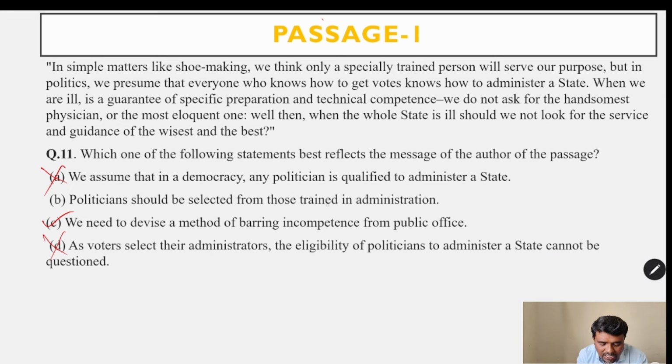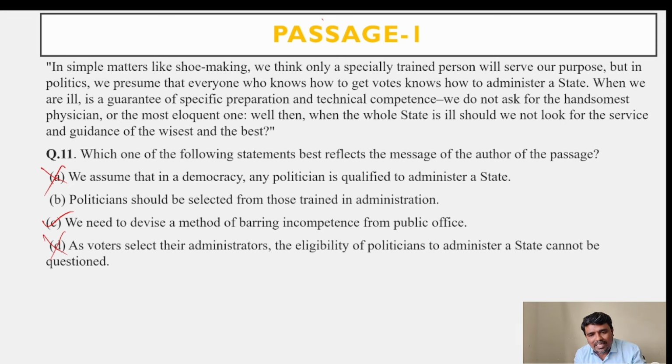See, politicians should be selected from those trained in administration. Actually, the question is not about whether they are trained or not. It's about their competency. Are you getting the difference between these two points? So this is the way they mislead with options. As per the passage, the main idea is not about whether they are required to be trained or not. The question is about whether they are capable or not.